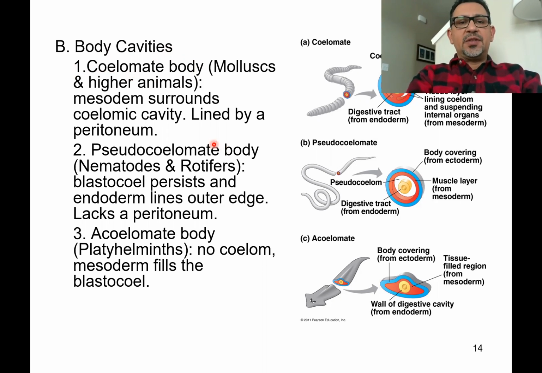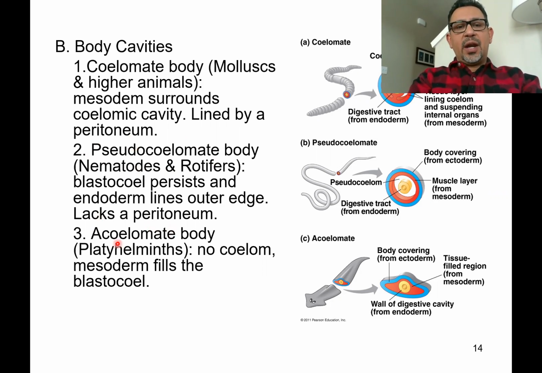We also have animals that develop a cavity where organs can form, but that cavity is going to be known as a pseudocoelom. And we also have animals that don't have a cavity where organs are going to be forming. The space between ectoderm and endoderm is filled pretty much with mesoderm cells. And so those are going to be known as the acoelomates. And the main group of animals we're studying here are going to be those worms of the phylum Platyhelminthes.